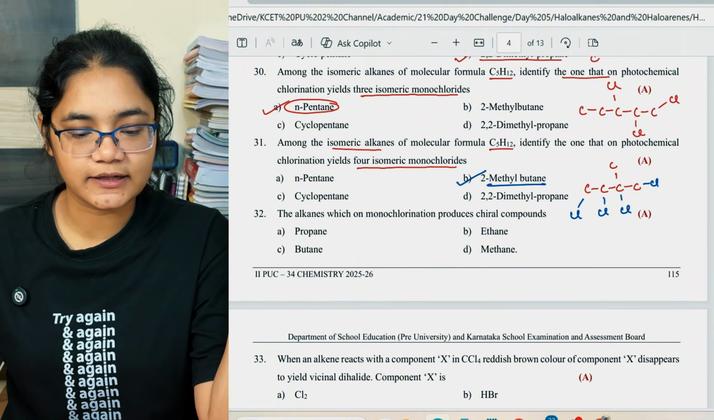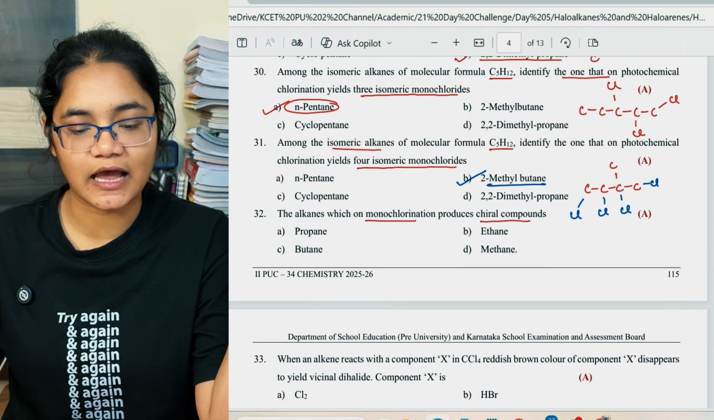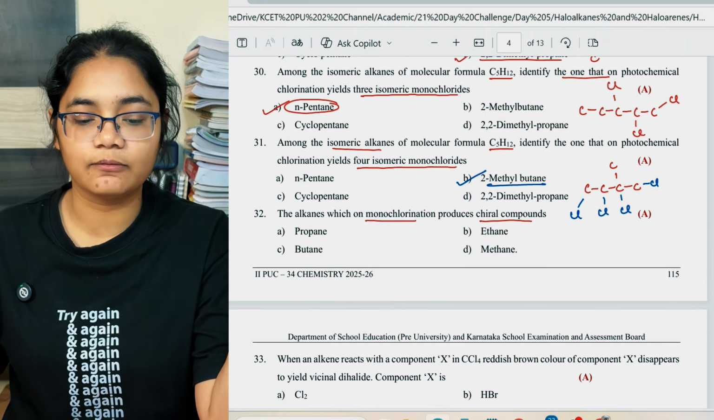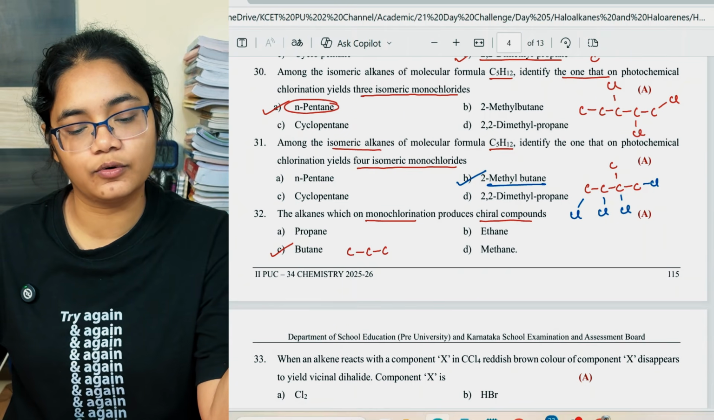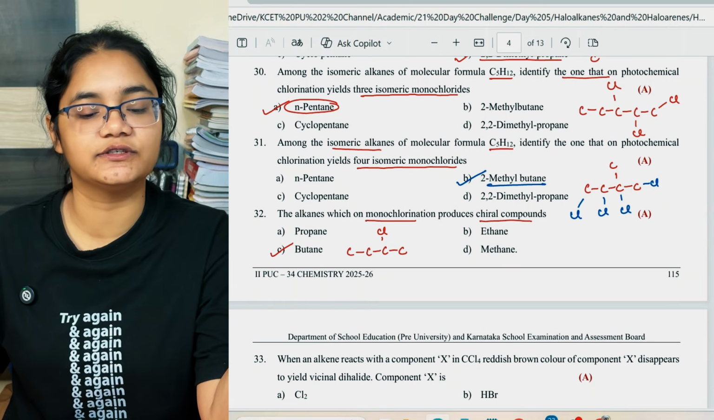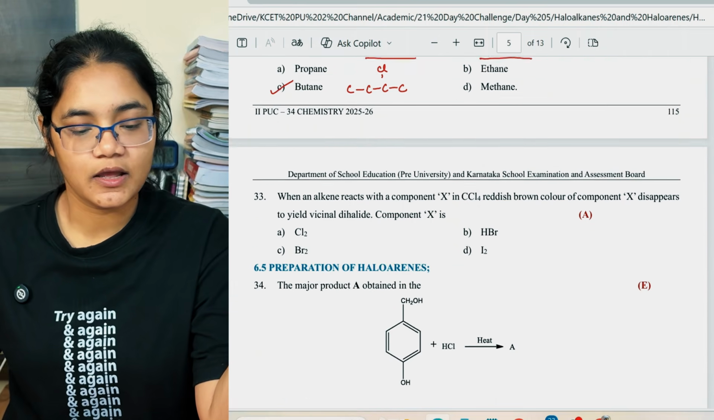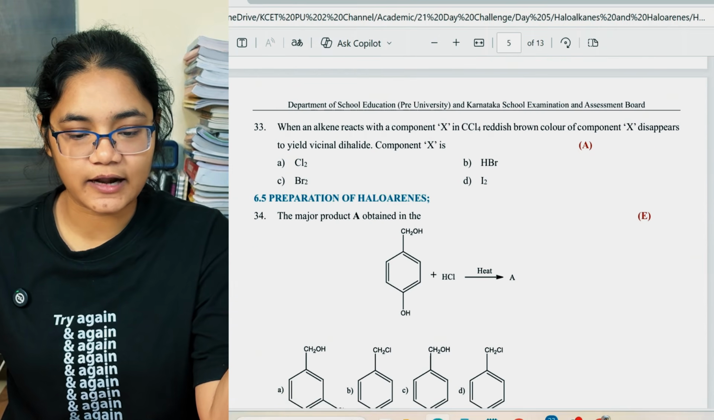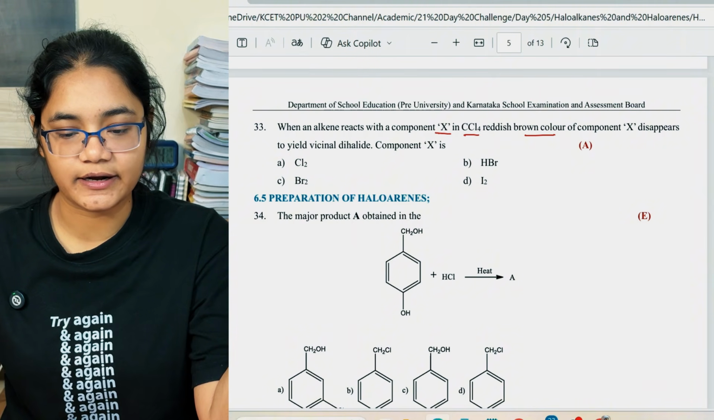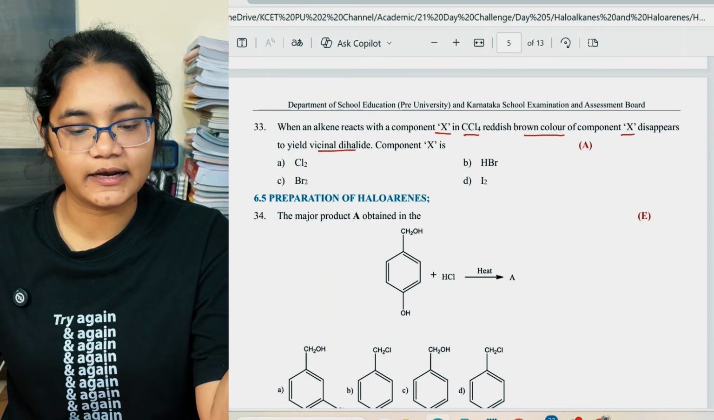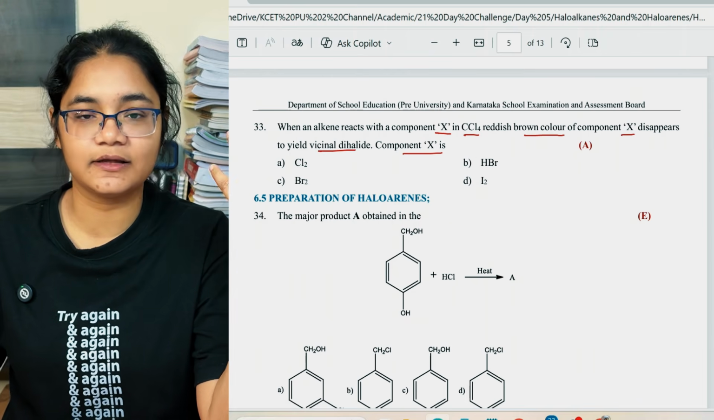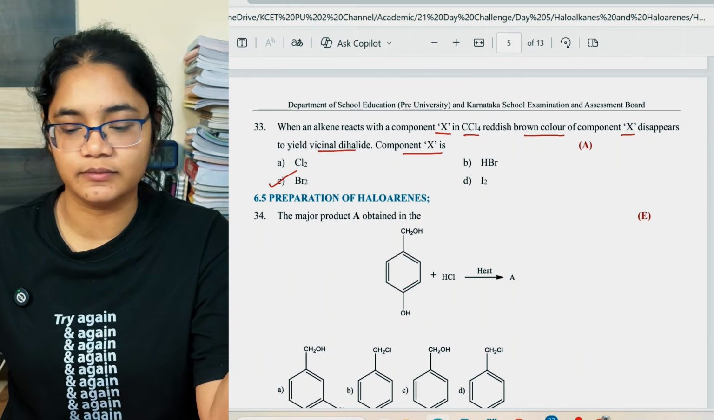Next is the alkanes which on monochlorination produces a chiral compound. So if you monochlorinate it, it will give you a chiral compound, that is butane. If you monochlorinate it and the chlorine comes on this position, then it is a chiral compound. Next, when an alkene reacts with component X in CCl4, the reddish brown color of component X disappears to yield a vicinal dihalide. The component X is bromine, this is the bromine water test. So that is option number C.